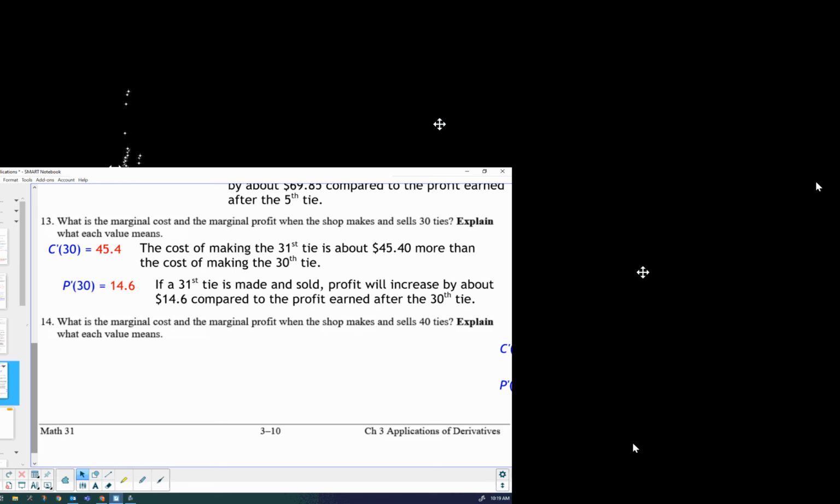Does it mean that the price of the ties is increasing, or just the total cost of all the stuff? Well, the price that we're selling ties for isn't changing. We're keeping that at $60. Cost means as I'm producing, what's happening to my costs. So when I produce one more tie, even though I'm going to sell it for $60, it's costing me $45.40 more for that one extra tie. Exactly. So you can see that these two add up to the $60 again.